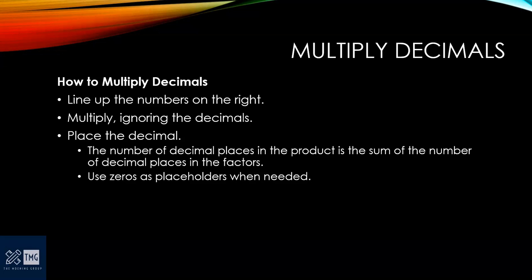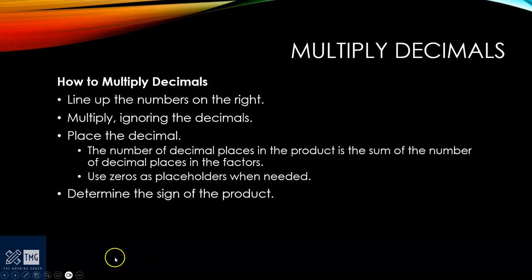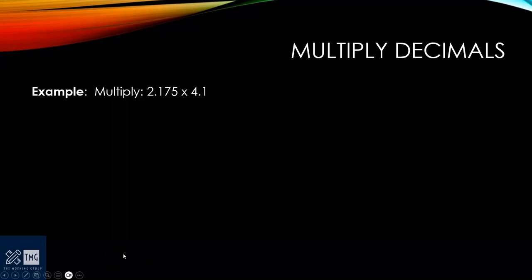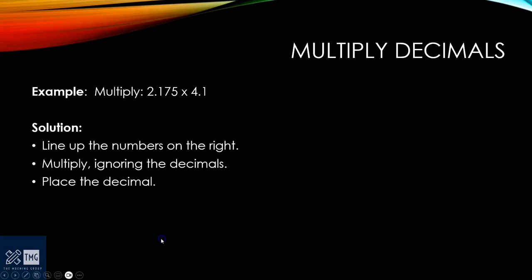If needed, we will use zeros as placeholders. At the end, don't forget to determine the sign of the product, because remember, a positive times a negative is a negative. So let's jump in. We're going to multiply 2.175 times 4.1. So remember, we're going to line up the numbers on the right, we're going to multiply, then we're going to place the decimal.